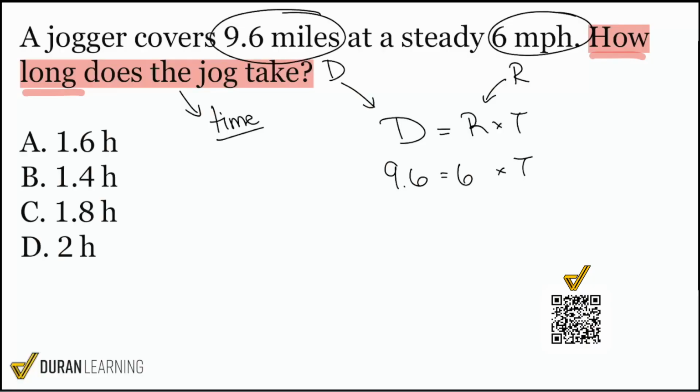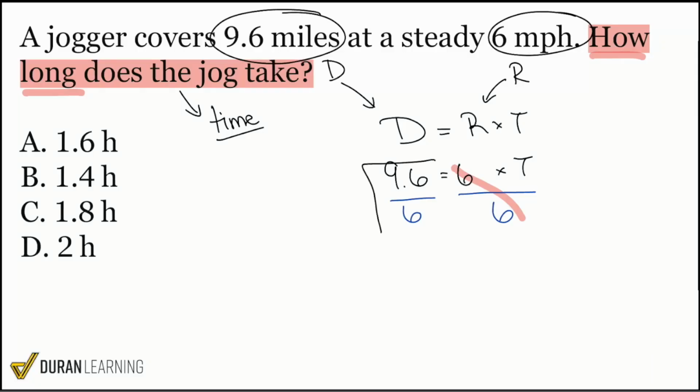So from here, what we're going to do is notice that we are looking for time. So we're not multiplying forward to get distance. We're working backwards to get time by itself. And that means that we're going to divide. So we are going to divide both sides by the 6, just like that, to get that 6 out of the way on the right side. And now all we have to do is divide 9.6 by 6.